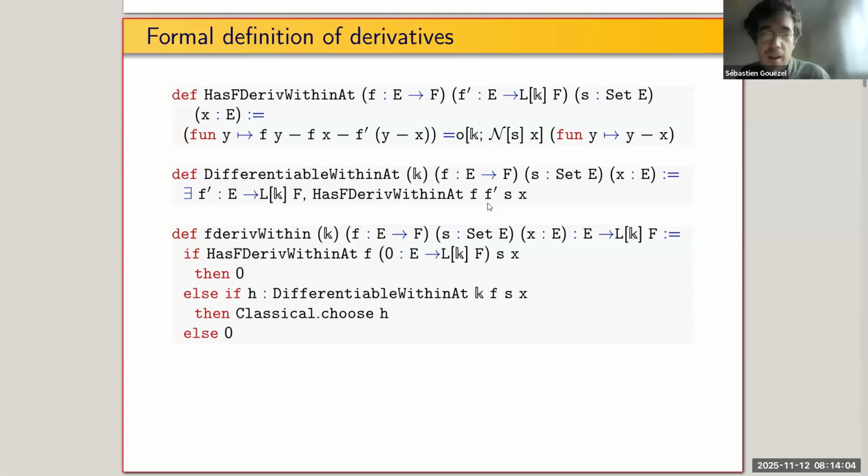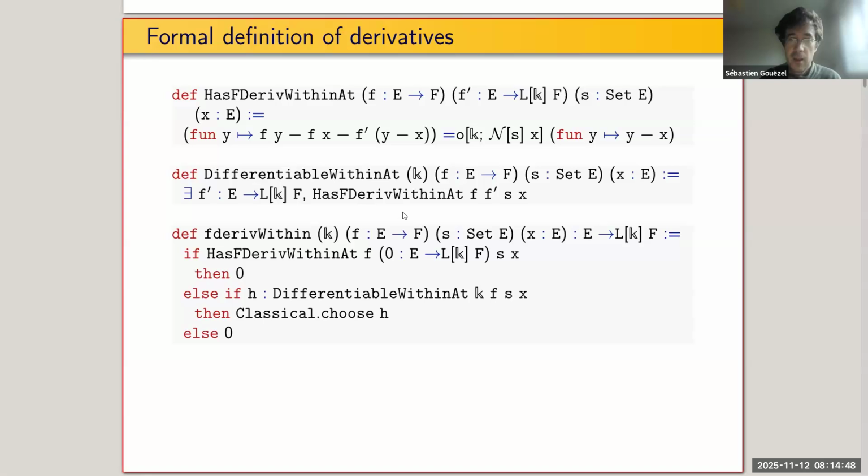Now comes a little bit more tricky definition, because it's very good and nice to say that we have some derivative, but often when you want to compute, you want to put your hand on some derivative. In this kind of setting there is no guarantee that the derivative would be unique, but still it's very convenient to have some choice of a derivative. So we introduce a choice of the derivative, called fderivWithin of the function. You give it the field, the function, the set, and the point, and you get a continuous linear map from E to F. And how is that defined?